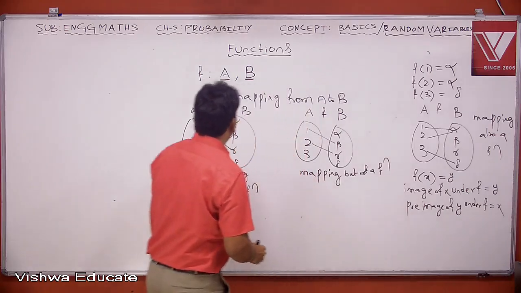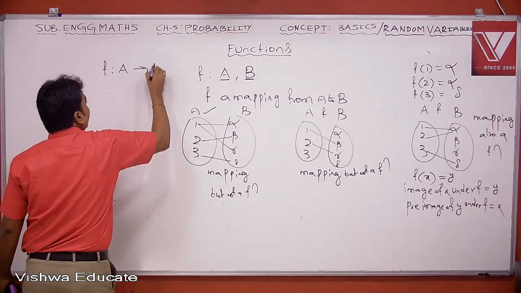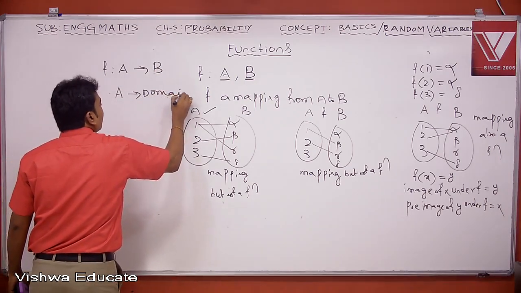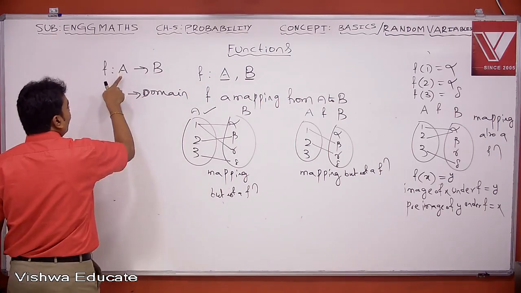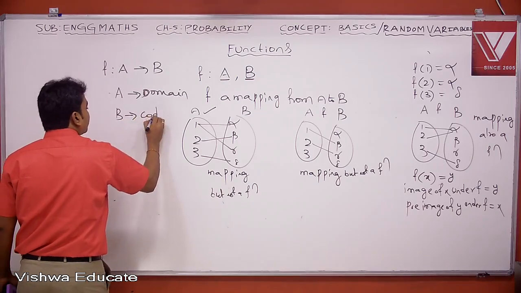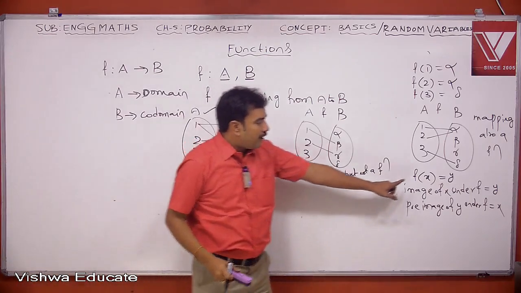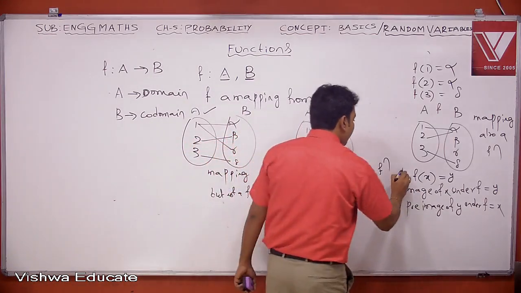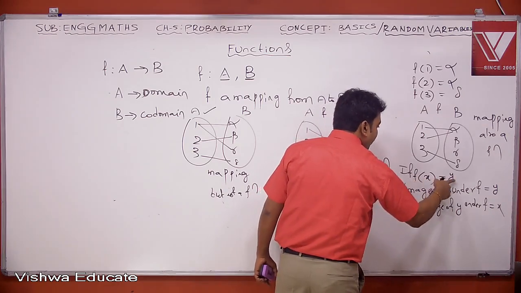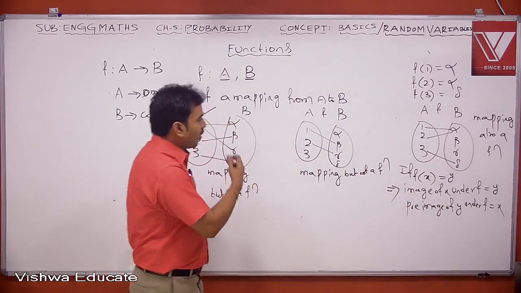So whenever we have a function F from A to B, the first set A is called the domain. That means the set of values of A for which the function is valid. And B is called the codomain. And whenever f of x equals y, it implies the image of x under f is y, and the pre-image of y under f is x. So write these points.